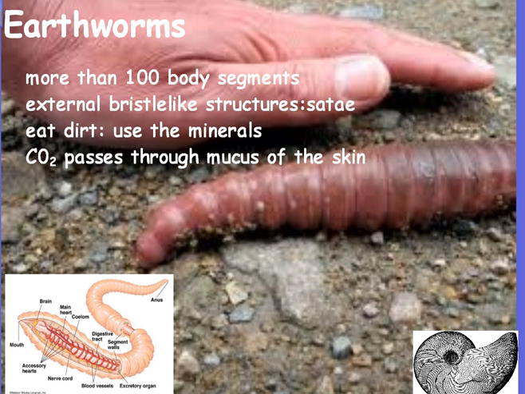And they actually eat dirt by eating it through their mouth, digesting the nutrients, the minerals, and then releasing the excess out of the anus. So this is a very important part of the composting procedure, very, very important animal within the Earth's ecosystem. They also pass carbon dioxide through the mucus of their skin. This is how they breathe.